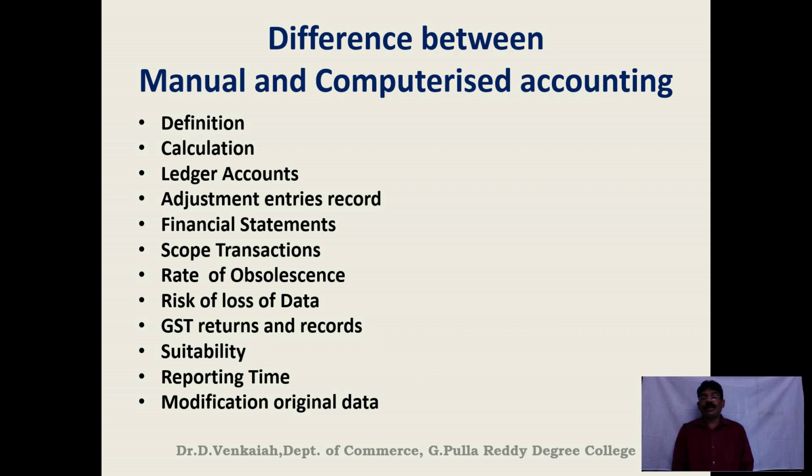Then coming to the ledger accounts. In manual accounting, after journal entries are written in the daybook, ledger accounts are prepared by human beings or accountants. But in computerized accounting, ledger accounts are prepared by the computer, and the later processes after ledger accounts are also done by the computer. Adjustment entries are needed in both manual and computerized accounting; the human being has to pass the adjustment entries.